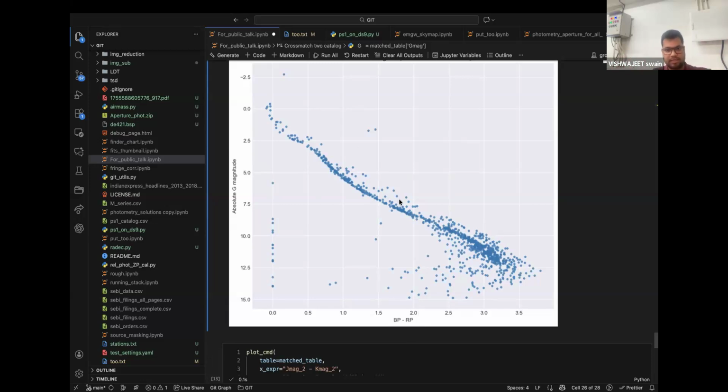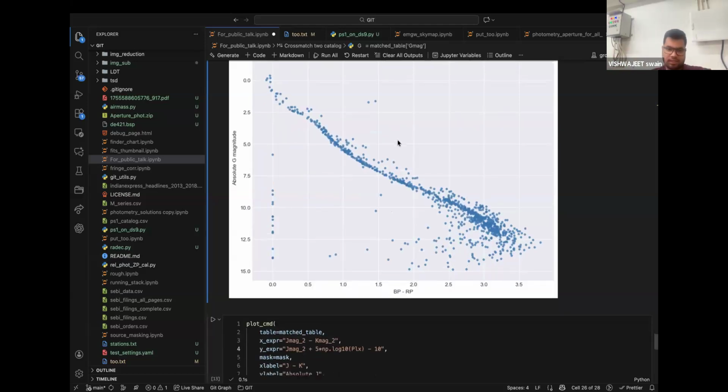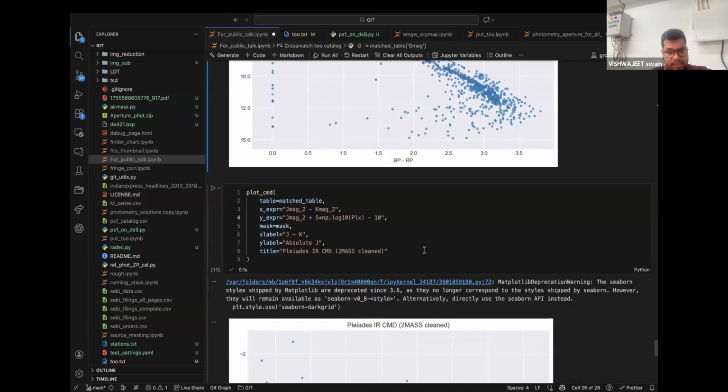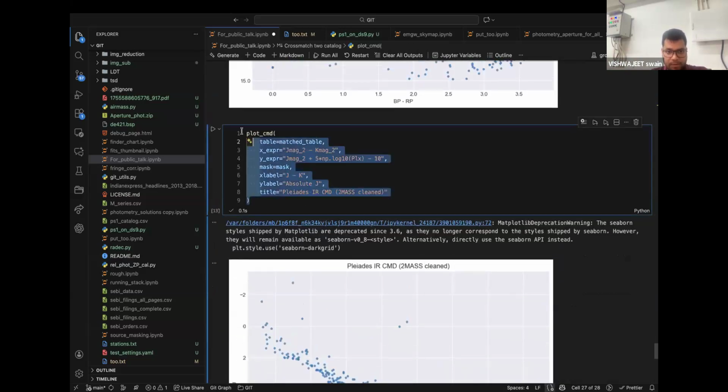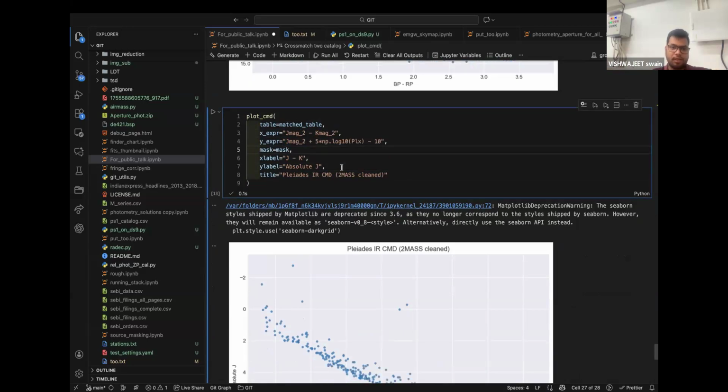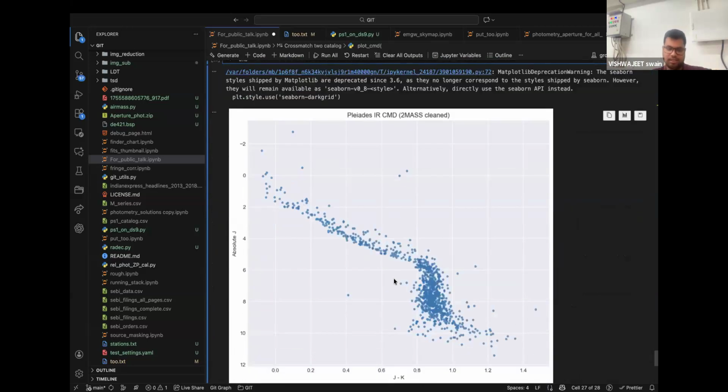So if it is getting older, then you will see more of the cluster moving away from here. Yes, and then a similar kind of plot we can make from 2MASS. Here you can see we again put the expression for the color, which is J minus K in this case from 2MASS, and in the y-axis we just plot the J magnitude. This is the plot. So here we can see that on the redder side there is a little bit of evolution.